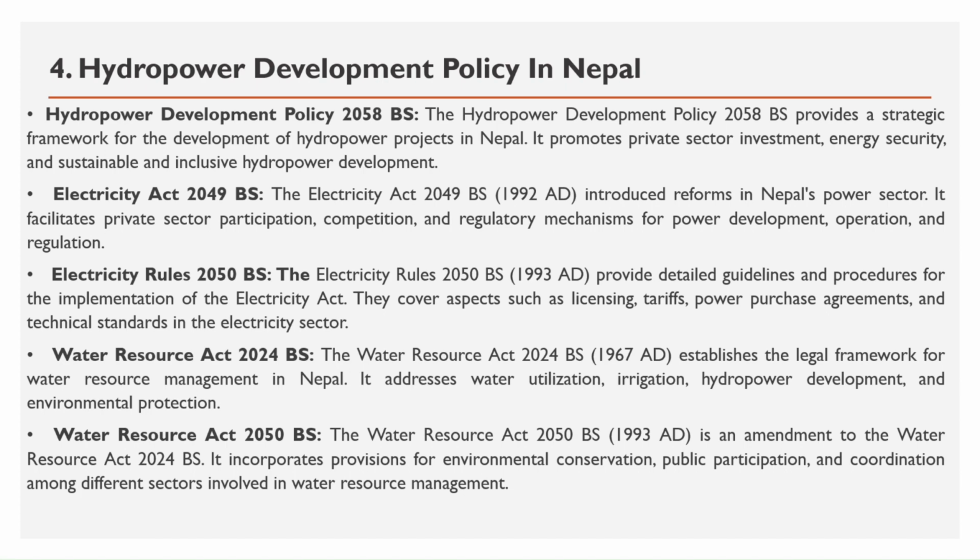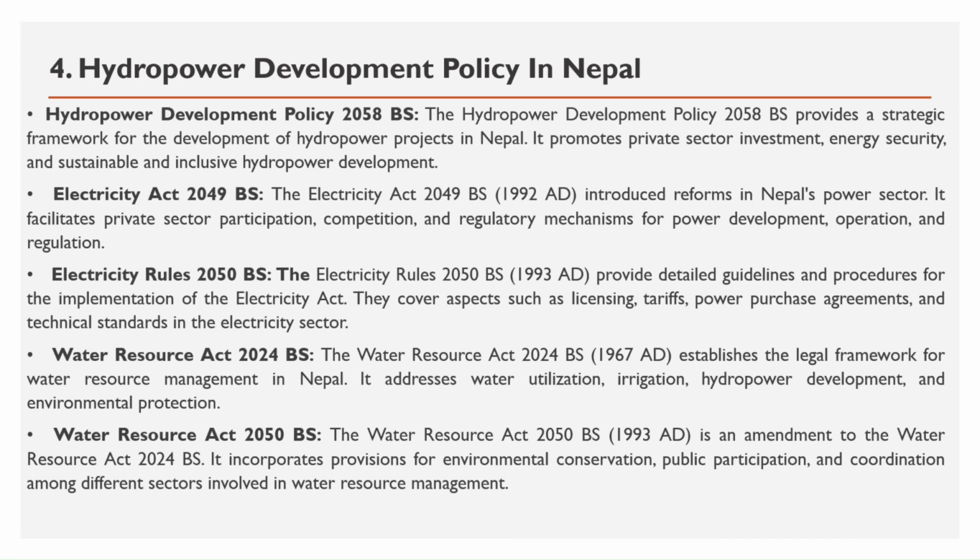Electricity Rules 2050 BS. The Electricity Rules 2050 BS provide detailed guidelines and procedures for the implementation of the Electricity Act. They cover aspects such as licensing, tariffs, power purchase agreements, and technical standards in the electricity sector. Water Resources Act 2049 BS. The Water Resources Act established the legal framework for water resource management in Nepal. It addresses water utilization, irrigation, hydropower development, and environmental protection.